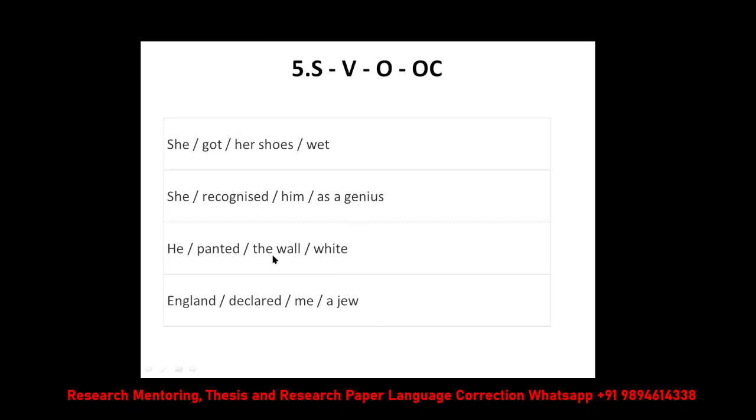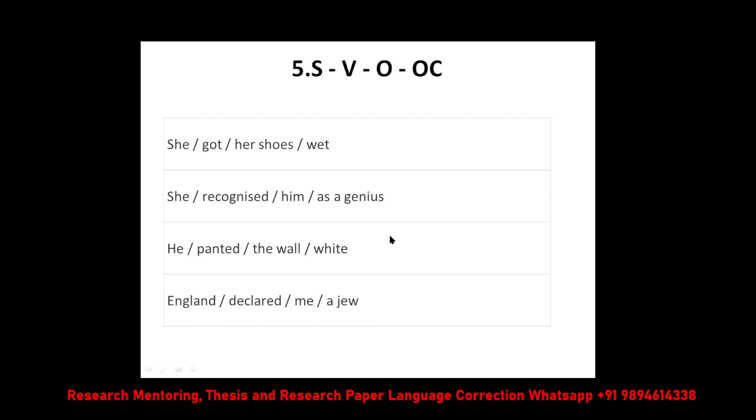In the same way, he painted the wall white. England declared me a Jew. Who is a Jew here? Me. That's why it's an object complement. So, in a simple way, if you take the object and the complement, the complement will generally qualify the object in these types of sentences: subject, verb, object and object complement.